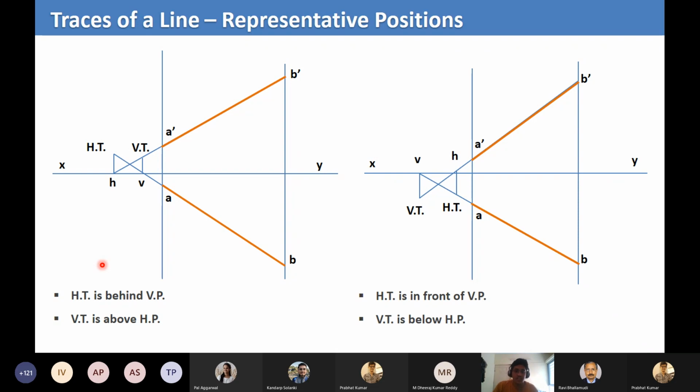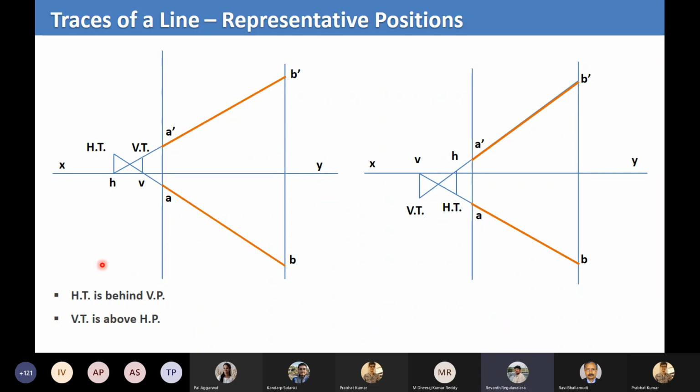And so we have to write HT is in front of VP and VT is below HP. So just to confirm, there are no other possible configurations, right? Like there cannot be a case where HT is in front of VP and VT is above HP, right? No, it is possible. I'll show you one such example, like we have seen in the previous slide only.